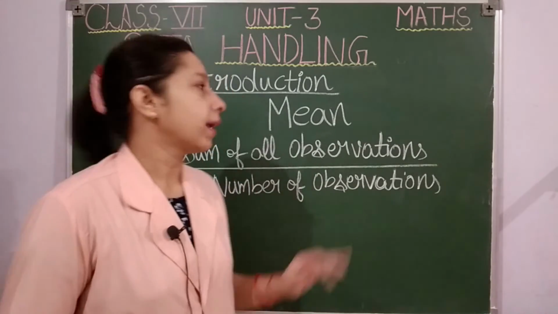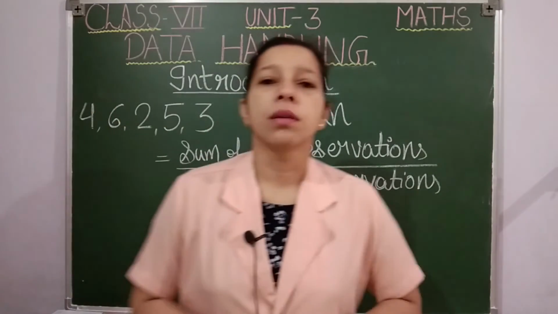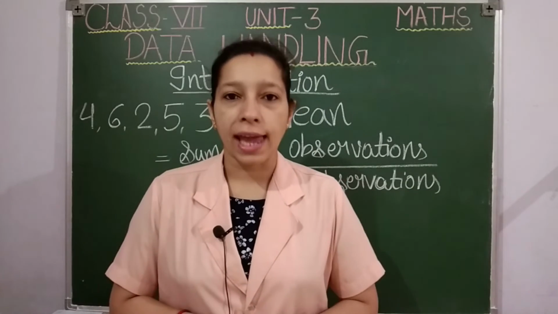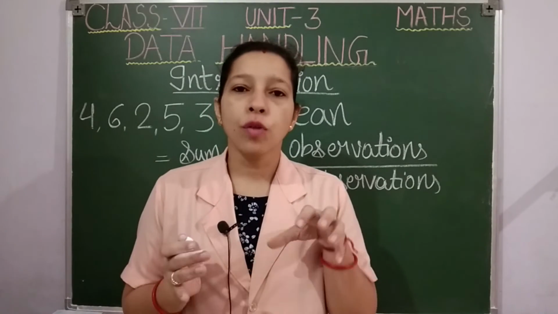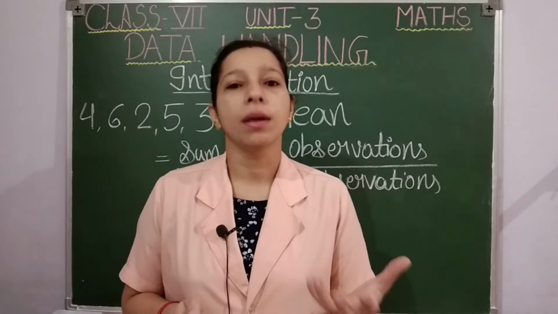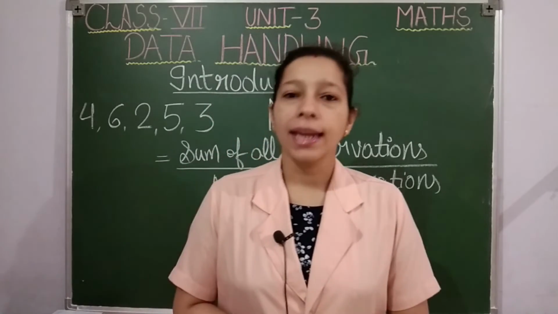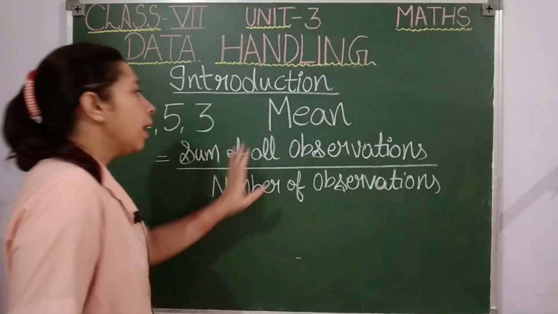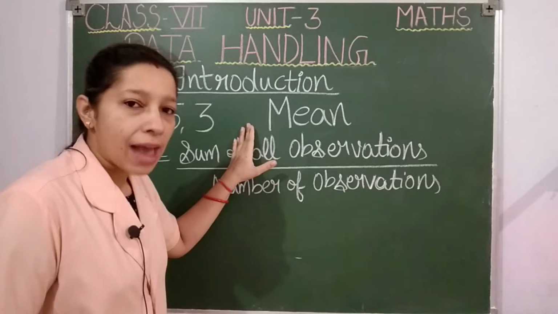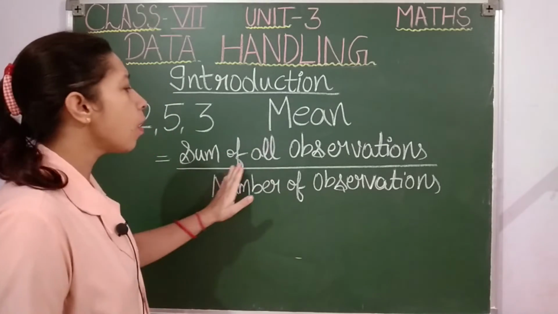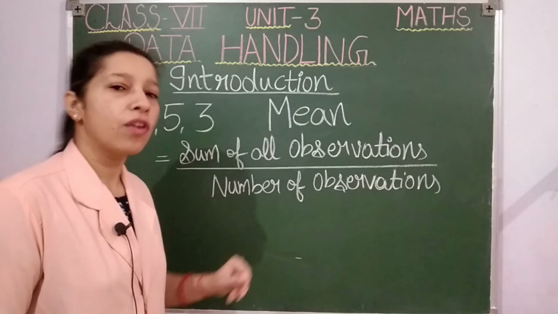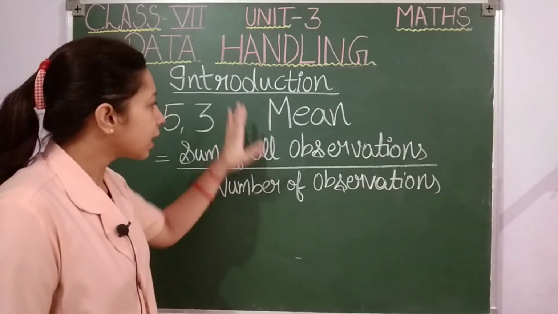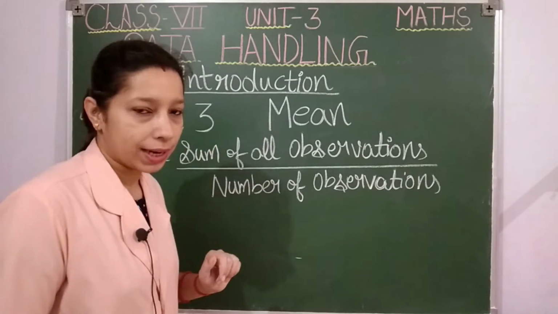So our next topic is mean. Students, mean is also known as arithmetic mean or average. For the given data we can calculate mean or average. Again, it has one formula. Mean, or average, is equal to the sum of all observations divided by the number of observations. I'll explain this formula again with the help of one example.